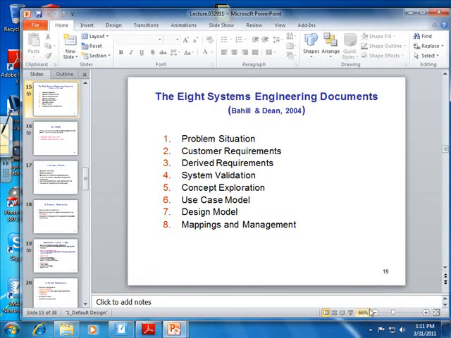Okay, so let's go back to the system engineering documents. We talked about problem situation. You have to state the problem. I noticed some of you are still stating your problem in terms of a solution. That's not correct. When you state a problem, you state the problem. You don't tell me how you're going to solve the problem. You just state, this is the problem, this is the issue. And I'll talk more about this in the next set of slides as well.